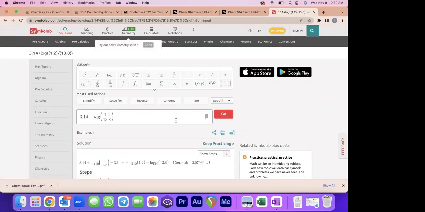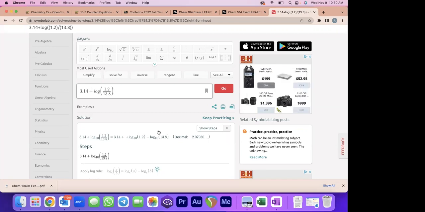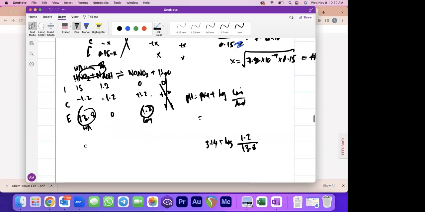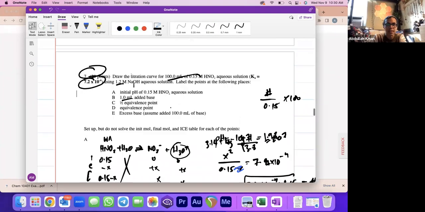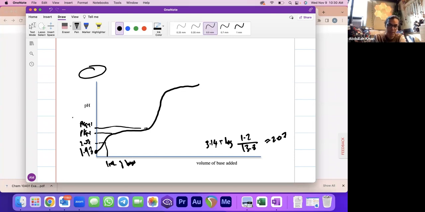Wait, what happens if you had some base left? Oh, then the base dominates. Remember the 3 cases of titration? Then you forget about everything else and you just calculate the pH for the strong species. Right. 2.07. Yeah. Great. So this is 1 milliliter of the base added. 2.07. So I guess somewhere over there. Oh, our pKa was 3.14, right? So this is now 4.14 and 2.14. So actually it's pretty close up here. 2.14. Yeah, this 1 milliliter stuff.